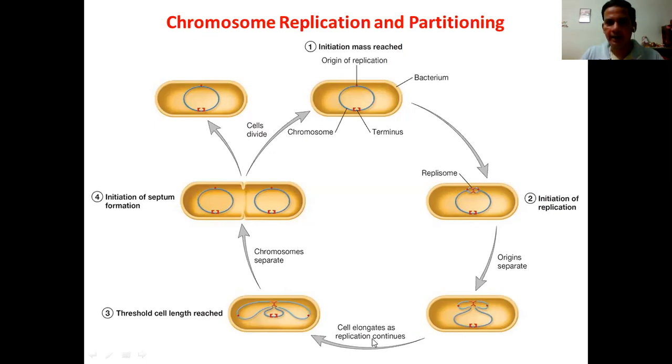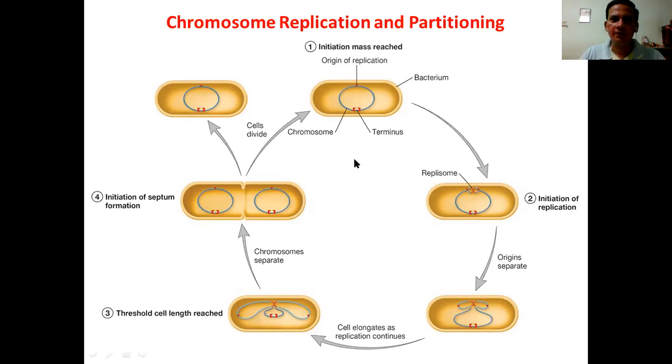The cell also enlarges, it elongates. When the cell has reached a certain threshold length, which is required for the initiation of septum formation, chromosome replication is already going on, and the formation of the septum also starts. This septum formation leads to two cells where the chromosomes are already separated. Once it is fully constricted, the septum leads to the formation of two new daughter cells.